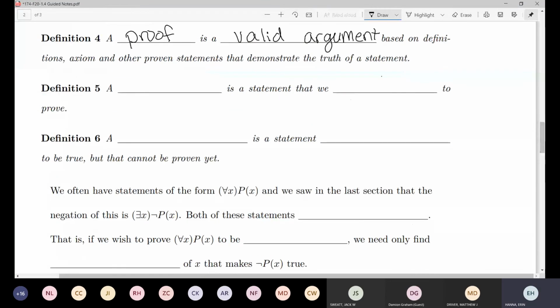More definitions. Which one am I at? My numbers and my notes don't match the numbers on here.